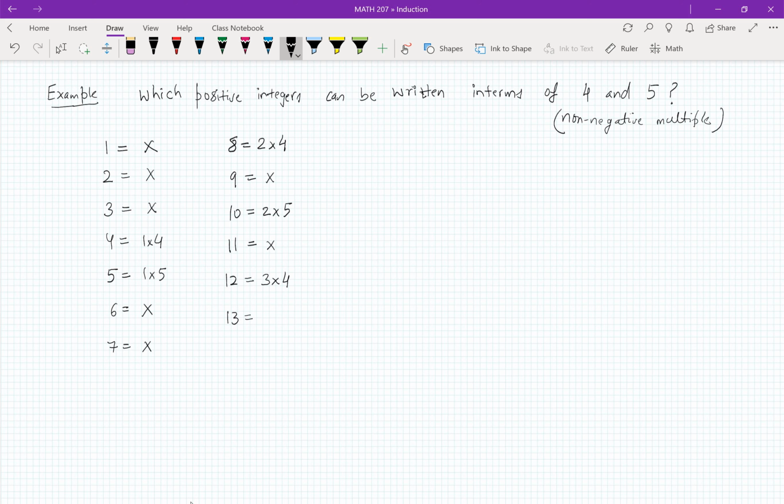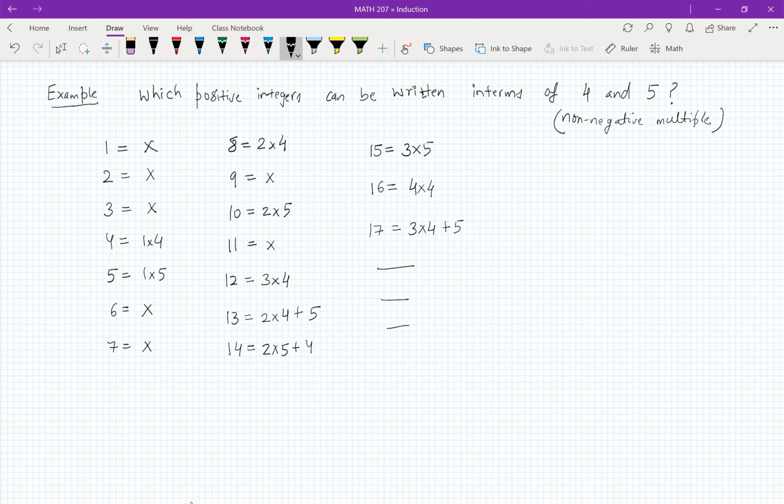13, we can represent as 2 times 4 plus 5. 14 can be represented as 2 times 5 plus 4. 15 can be represented as 3 times 5. 16 can be represented as 4 times 4. 17 can be represented as 3 times 4 plus 5, and you keep doing so. So what did we learn from here?